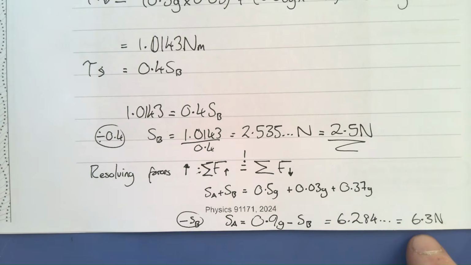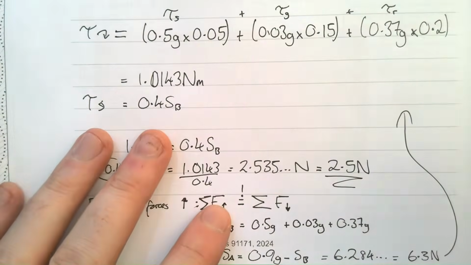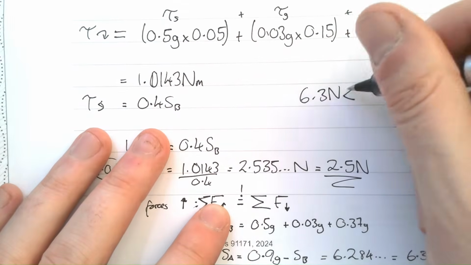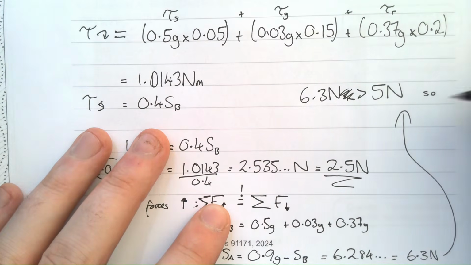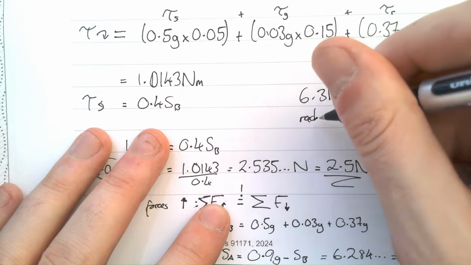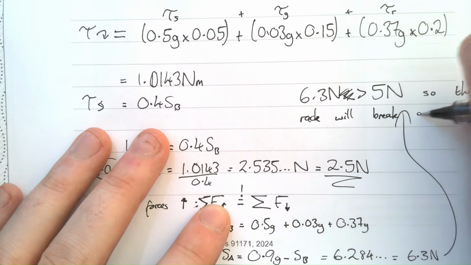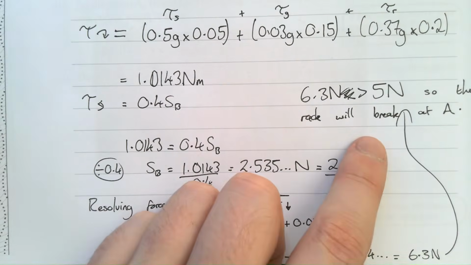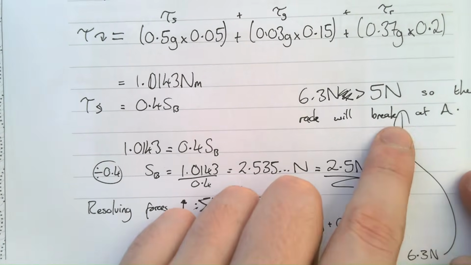at support A. Therefore, 6.3 is greater than 5 newtons, obviously. So the rack will break at A. Now that last statement is really important. It is explicitly requested for excellence.